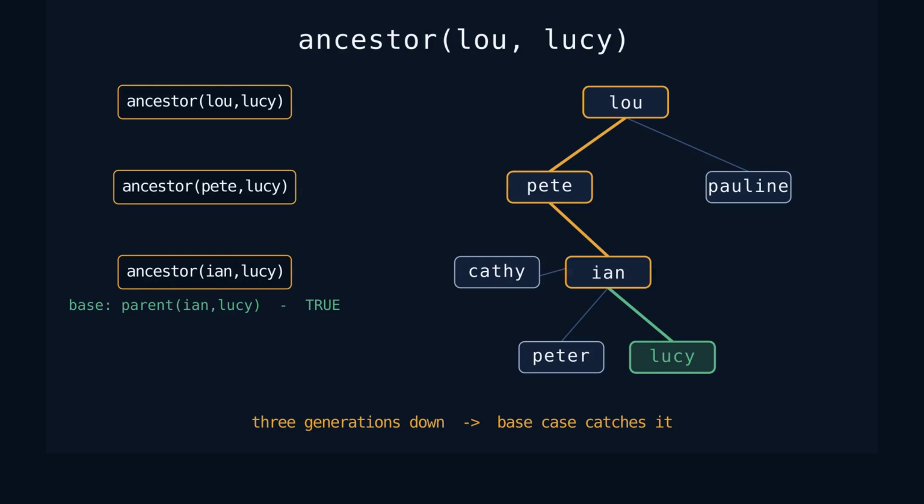It finds parent of Lou and Pete, then must show ancestor of Pete and Lucy. Again the base case fails, so recurse, parent of Pete and Ian, then ancestor of Ian and Lucy. This time the base case succeeds, because parent of Ian and Lucy is a fact. The recursion has walked 3 generations down the tree and bottomed out. Each step made the problem smaller, and the base case caught it.